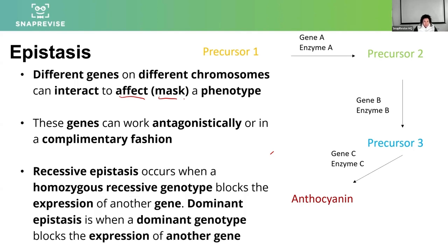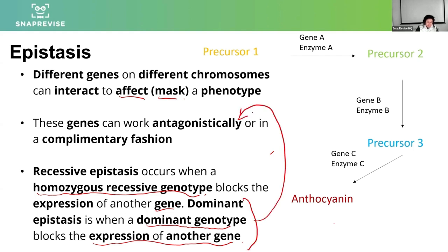Recessive epistasis occurs when we have a homozygous recessive genotype, and it will block the expression of another gene because normally that gene was required to facilitate the expression of the other gene. On the other hand, a dominant epistasis occurs when we have a dominant genotype that blocks the expression of another gene. So this concerns genes that act antagonistically. This concerns genes that act in a complementary fashion.